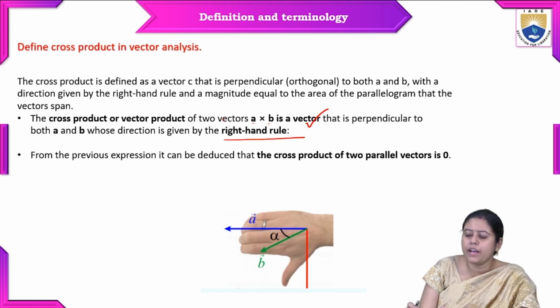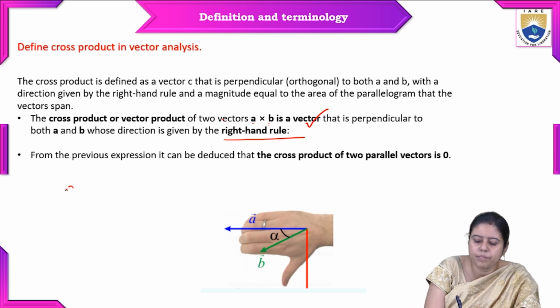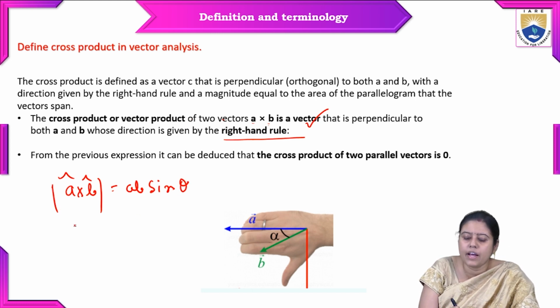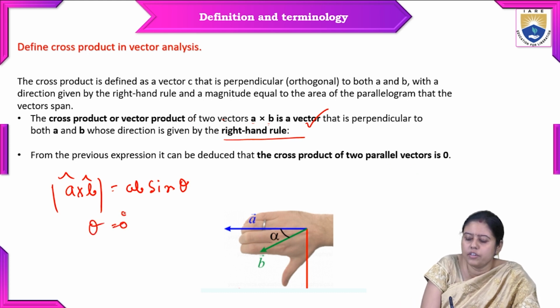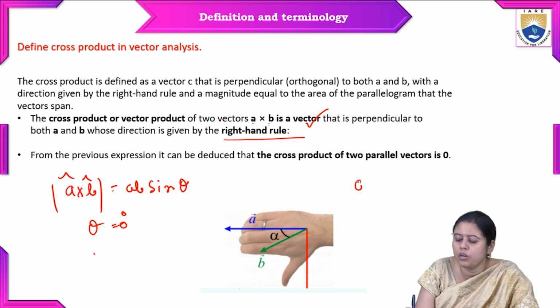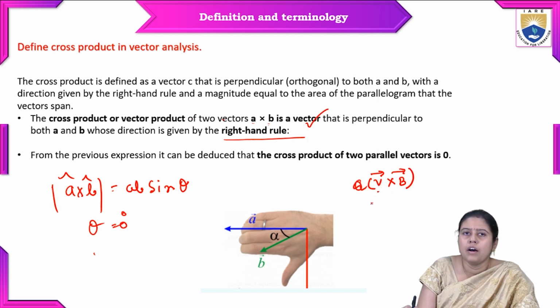From the previous expression, it can be deduced that A cross B is always of magnitude AB sine theta. If the two vectors are parallel, meaning theta is equal to 0 degrees, the magnitude is 0. We can take the example of the Lorentz force: F is equal to Q times V cross B, where V is the velocity and B is the flux density.